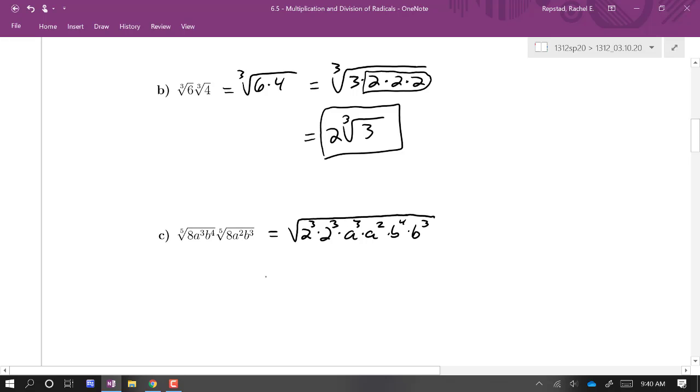And I'm going to rewrite these factors for my own convenience, right? 2 cubed times 2 cubed is 2 to the 6, but that's the fifth root, so instead of 2 to the 6, I'm going to write that as 2 to the 5th times 2. A cubed times a squared is a to the 5th. I'm going to write it like that. B to the 4th times b cubed is b to the 7th. How am I going to write that?